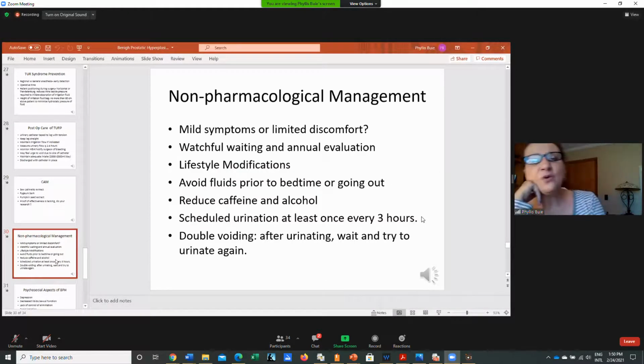So what are some non-pharmacological management techniques that we can put into place? Well, we have to decide, first of all, how limiting are the symptoms?